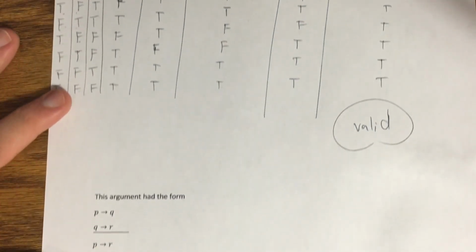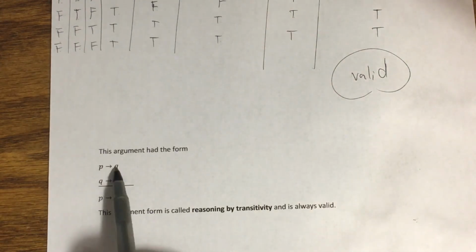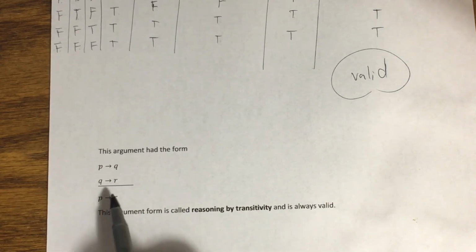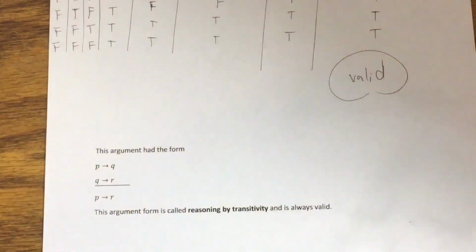So finally, let's give a name for this form. Symbolically, we were looking at an argument of the form P implies Q for premise 1, Q implies R for premise 2. The conclusion was P implies R. This argument is called reasoning by transitivity. If you've taken geometry, you might remember something called the transitive property that you did in those 2 column proofs that you would have learned in geometry. It's the same general concept here, the same use of that term transitive or transitivity. Arguments of this type are always valid. Okay, that is going to wrap things up for us in chapter 3.